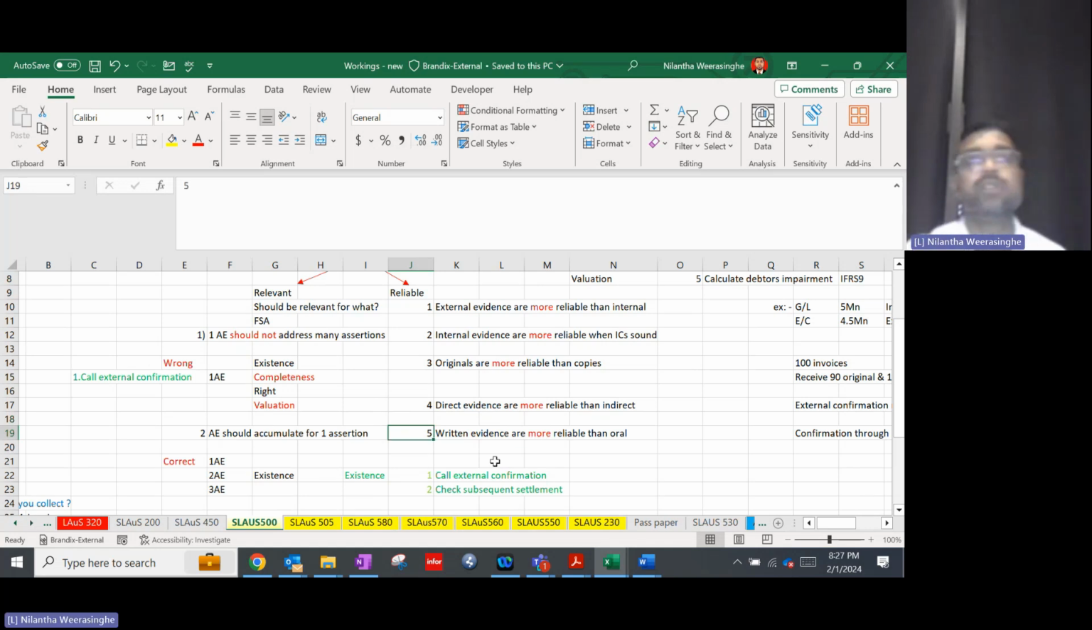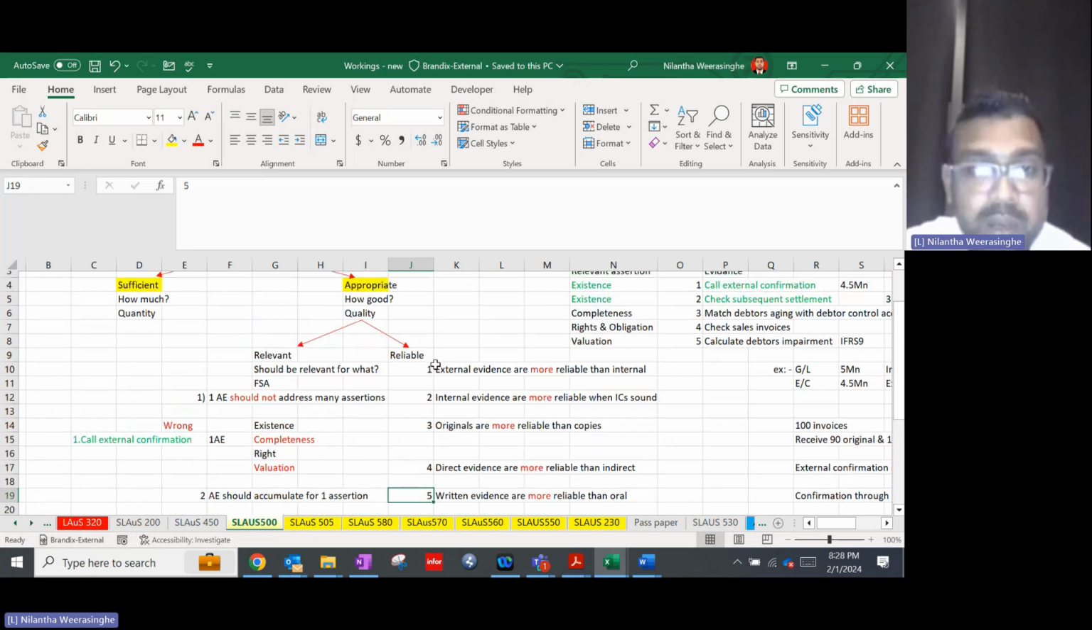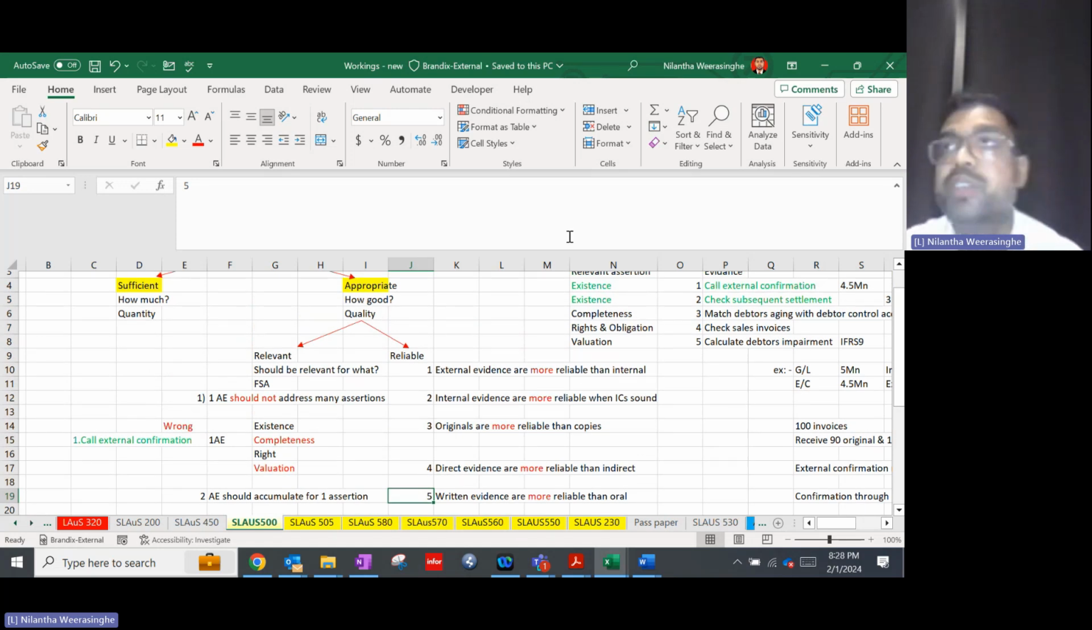Fifth, this is important: written evidence is more reliable than oral. Why is that? Because if things are oral, verbal, someone can say, I didn't say that at any given point. That's why it is required to have written evidence. Now you can see, to be reliable, these five factors should be satisfied.